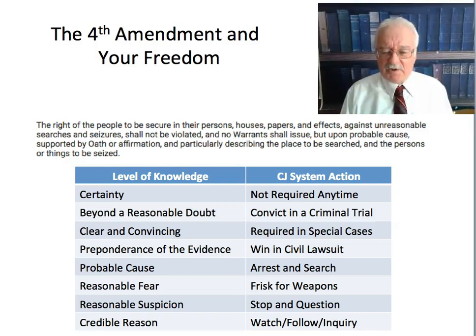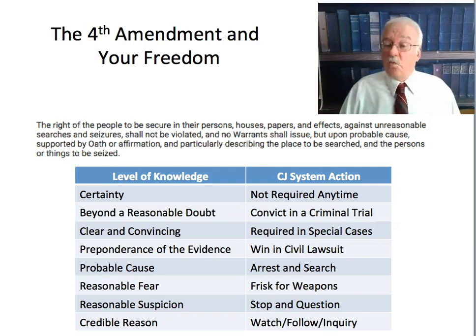The next one up is beyond a reasonable doubt. And you've all heard this, you probably heard it on TV. That is the level of proof necessary to convict a person of a crime at a trial. Beyond a reasonable doubt. And the reason why we say you have to be certain that the person committed the crime beyond a reasonable doubt is because there's always some doubt.